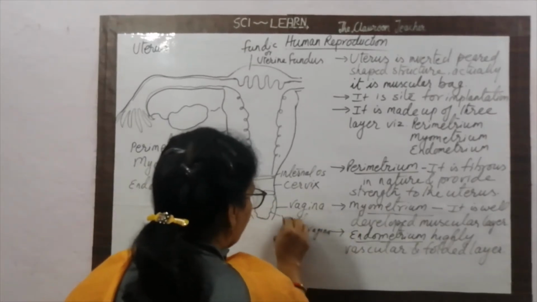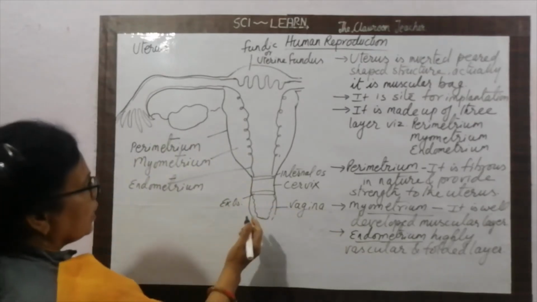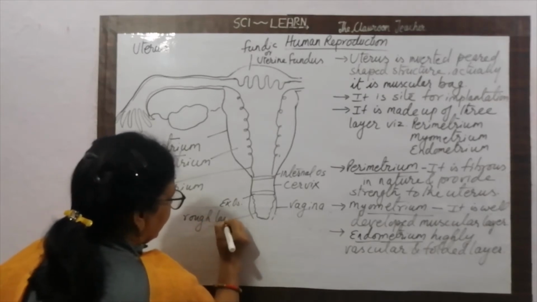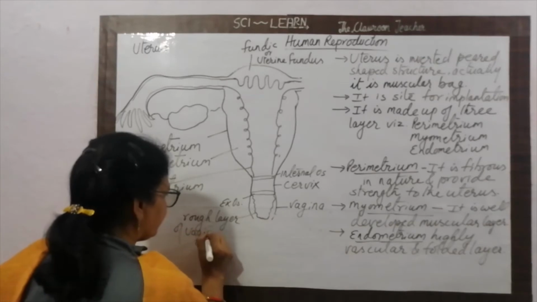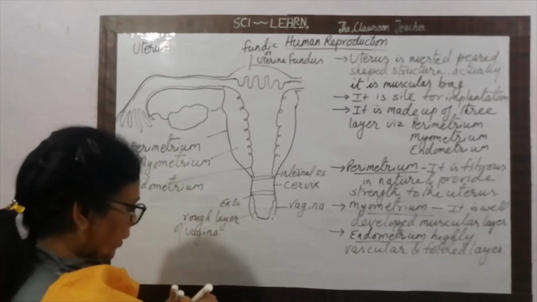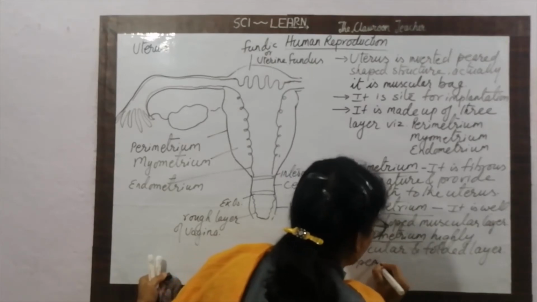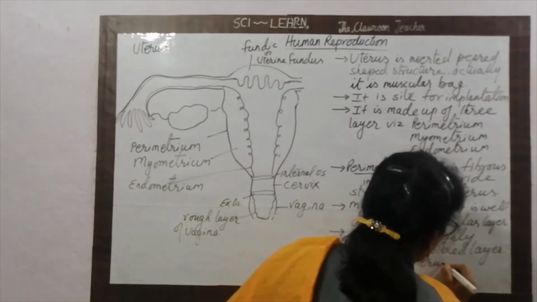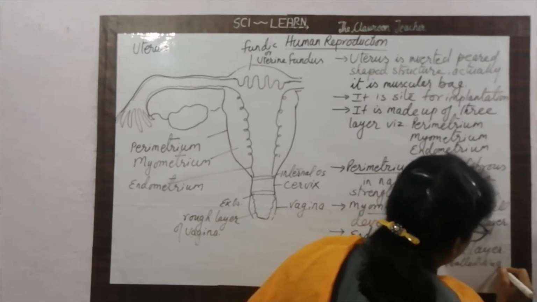Okay, I am going to rub this. This is the rough layer of the vagina. It is the opening of the uterus, and it is called the vagina. And the vagina is very important.